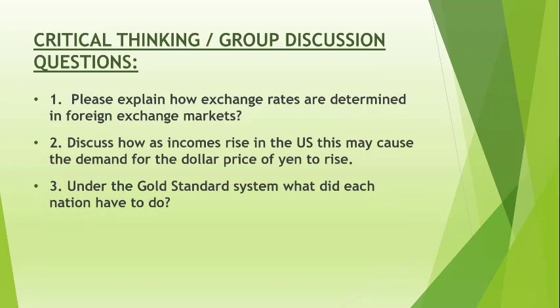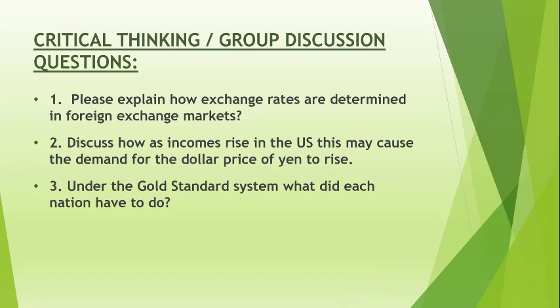And here are some group discussion questions. Please explain how exchange rates are determined in foreign exchange markets. Well, I think you've done that during this chapter. Discuss how, as incomes rise in the US, this may cause the dollar price of yen to rise. So it's saying as incomes go up, what's going to be the impact of that on the foreign exchange market?